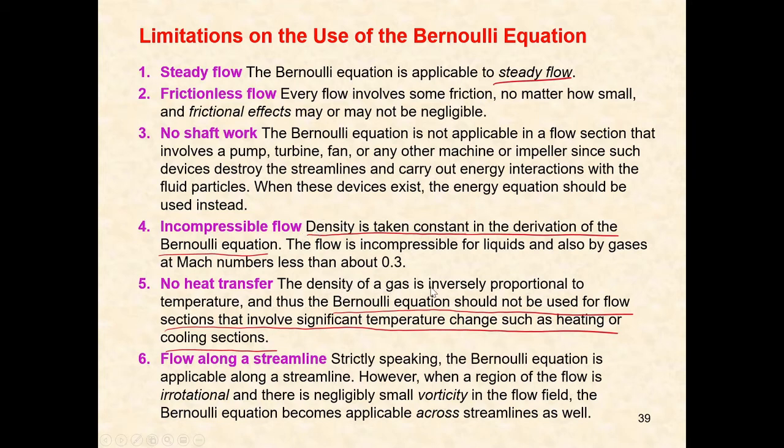The density of a gas is inversely proportional to temperature. Thus the Bernoulli equation should not be used for flow sections that involve significant temperature changes, such as heating and cooling sections. So we assume that the medium we are looking at has a homogeneous temperature. Then, flow along a streamline. Strictly speaking, the Bernoulli equation is applicable along a streamline. However, when a region of flow is irrotational and there is negligible vorticity in the flow field, the Bernoulli equation becomes applicable across streamlines as well. So basically the Bernoulli equation is only applicable along a streamline.